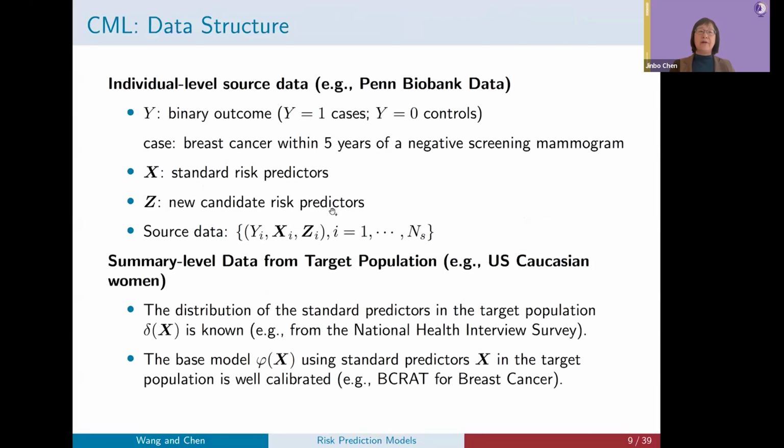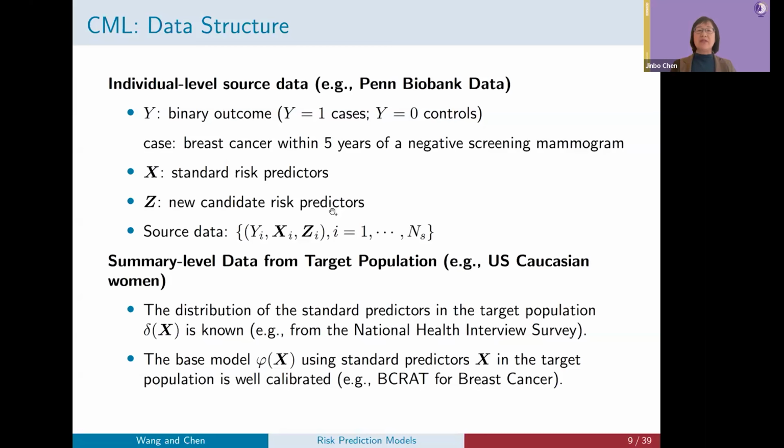So here is just a quick overview. Individual level data includes a binary outcome, yes or no, case control status. For breast cancer, it's breast cancer status within 5 years of a negative mammogram screening, for example. X includes standard risk predictors, so it includes age and reproductive factors, family history, and Z is new risk predictors. In this case, it's mammographic density. So we have the individual level data, that's a biased sample from the population.